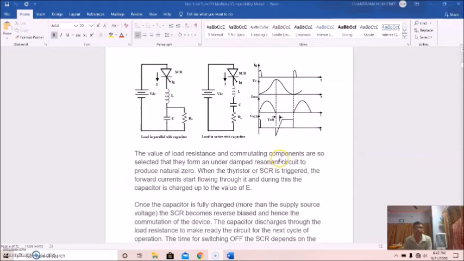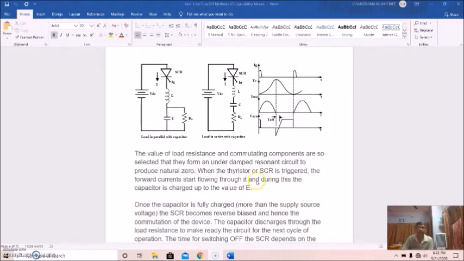The values of the load resistance and commutating components are so selected that they form an underdamped resonance circuit to produce natural zero. So be careful. The resonant commutating component values should be selected in such a way that they form an underdamped resonance circuit so that natural zero is naturally produced.